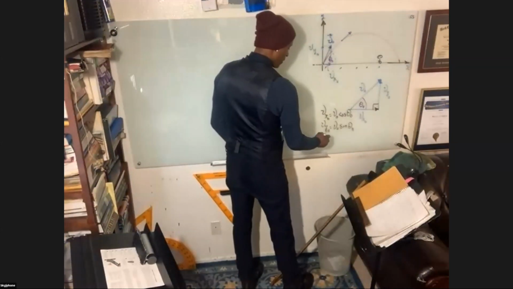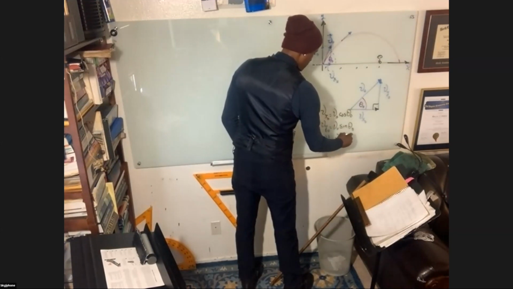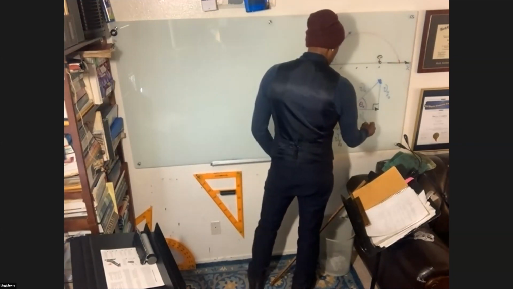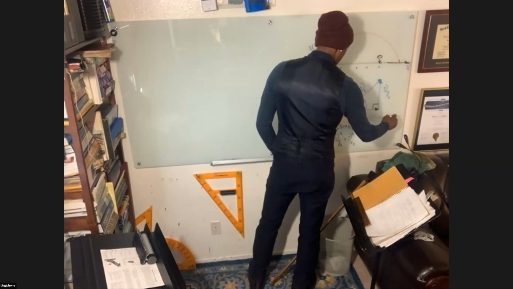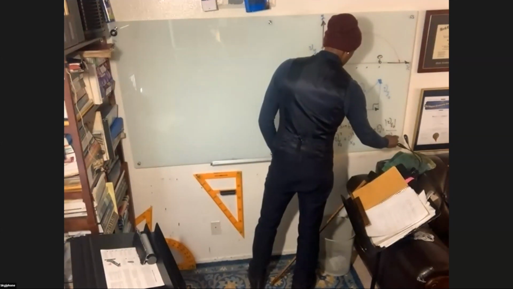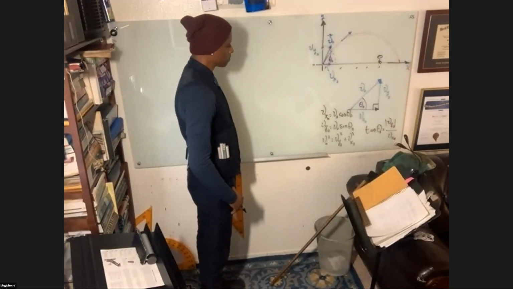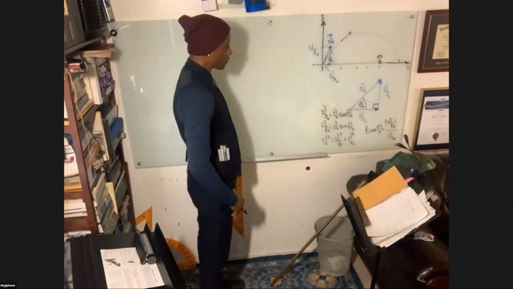And of course, we have the Pythagorean theorem. V naught squared is equal to Vy naught squared plus Vx naught squared. And also the tangent equation. Tangent of theta naught is equal to the magnitude of Vy naught divided by Vx naught. Okay? Any questions about that?